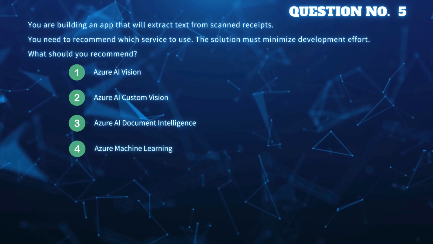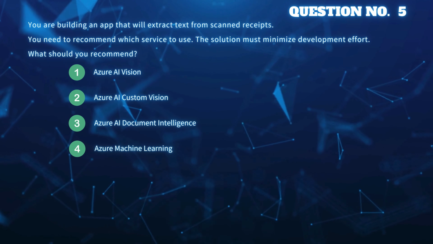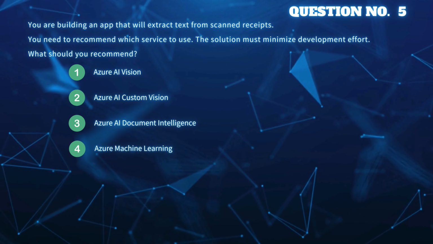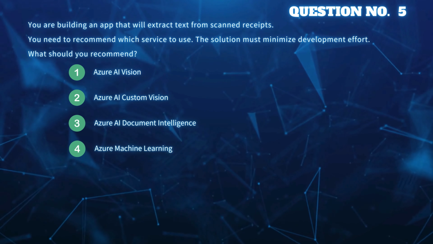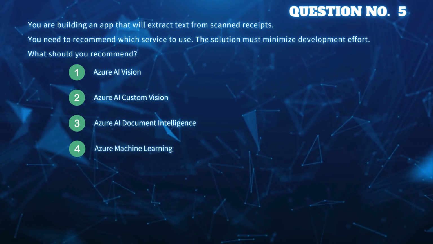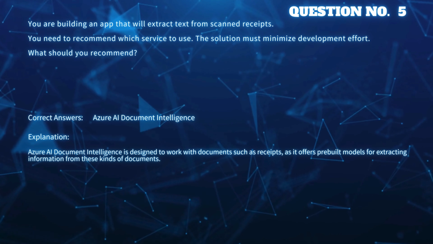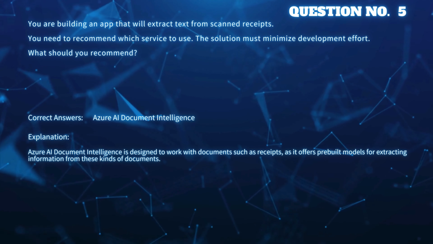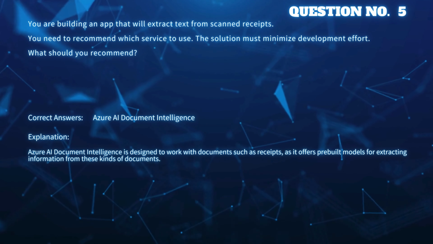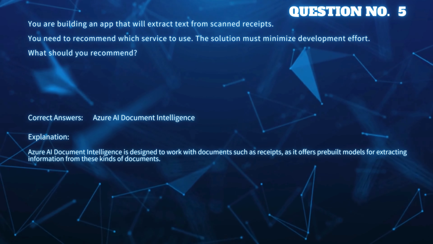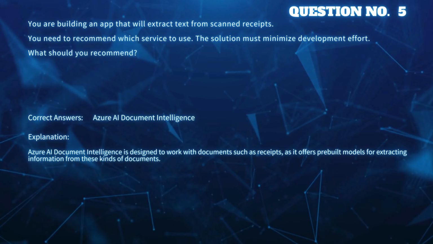Azure AI Vision. Option 2. Azure AI Custom Vision. Option 3. Azure AI Document Intelligence. Option 4. Azure Machine Learning. Correct answer, Azure AI Document Intelligence. Explanation: Azure AI Document Intelligence is designed to work with documents such as receipts, as it offers pre-built models for extracting information from these kinds of documents.